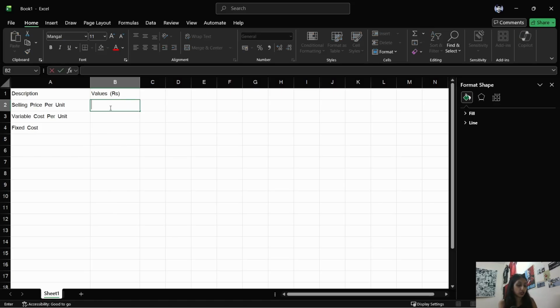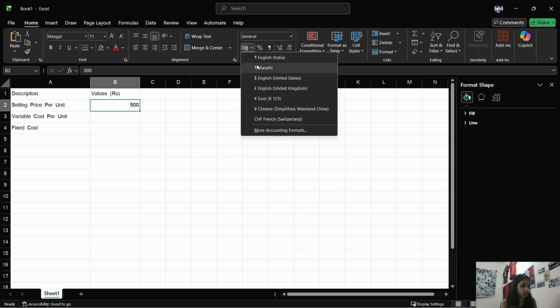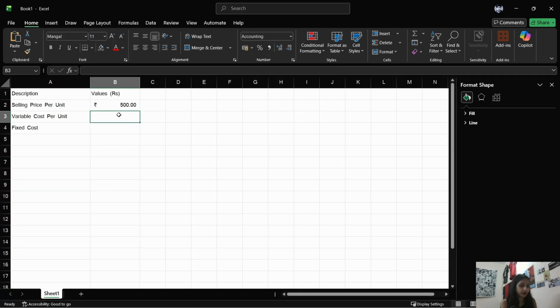Selling price per unit is 500. Let's write it in rupees. And variable cost per unit is 300. Again rupees. And the fixed cost is 1 lakh.